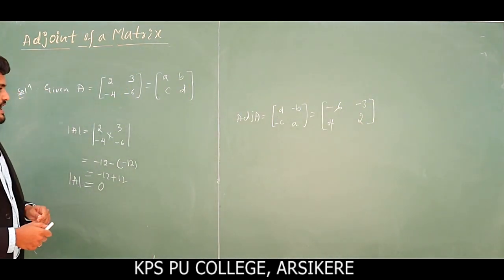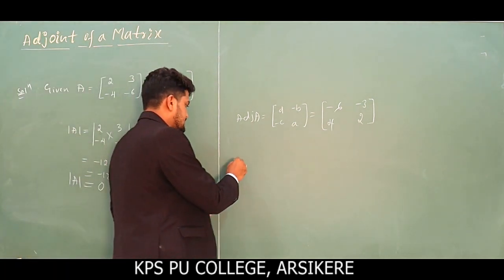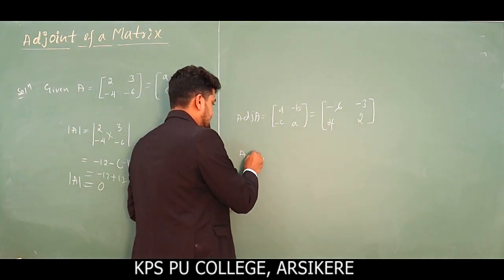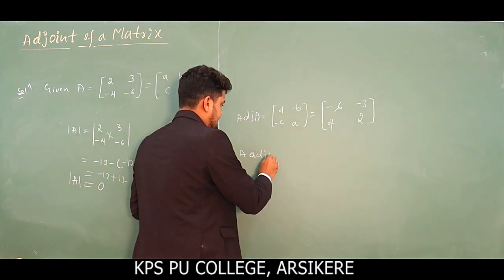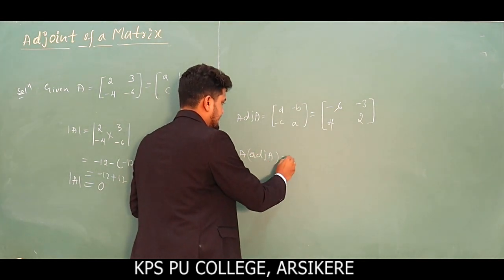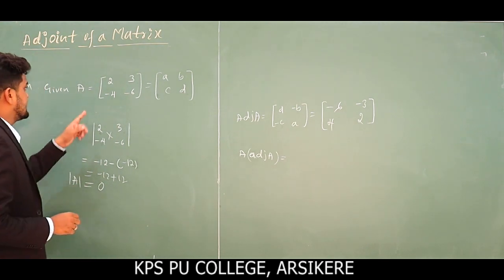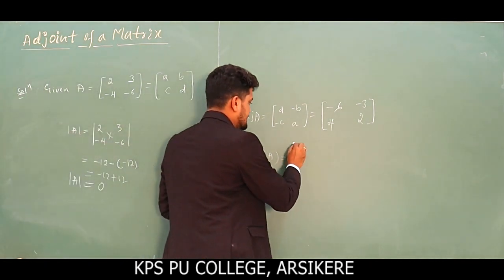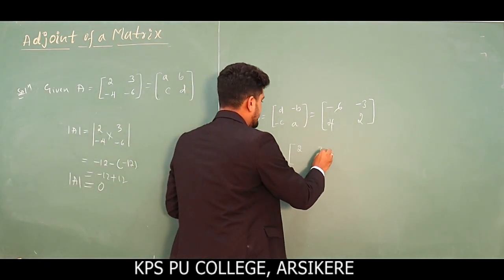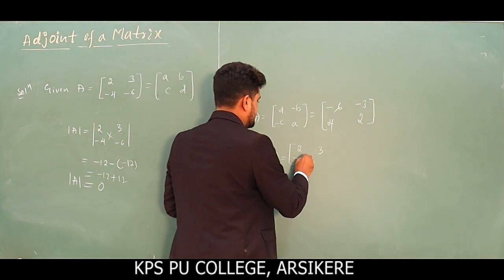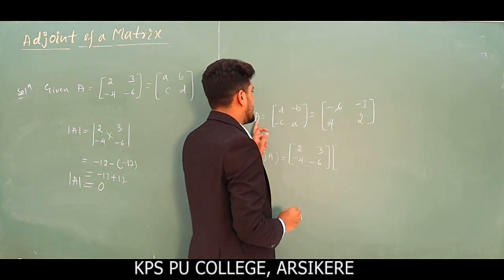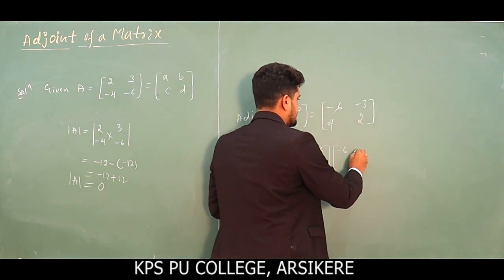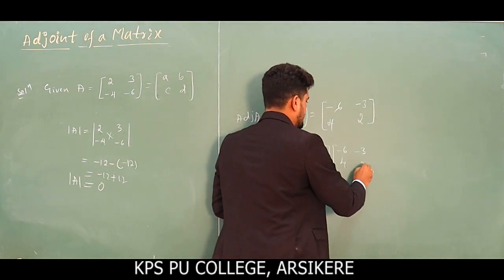Okay, so next we have to verify that A into adjoint A, right? A into adjoint A. So here A value is 2, 3, minus 4, minus 6 into adjoint A. Adjoint A value, so minus 6, minus 3, 4, 2.